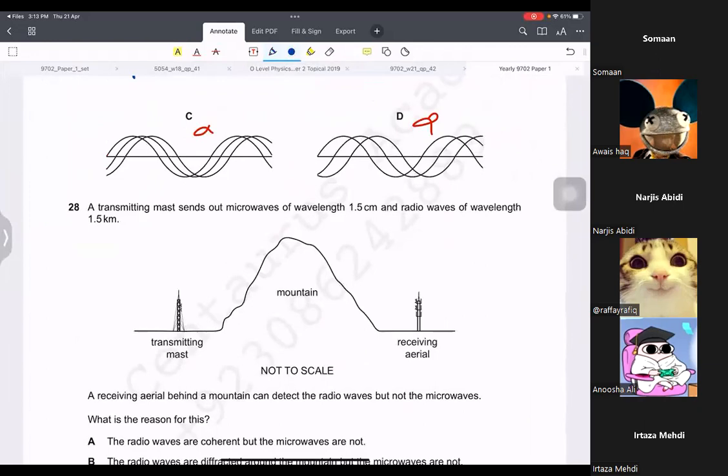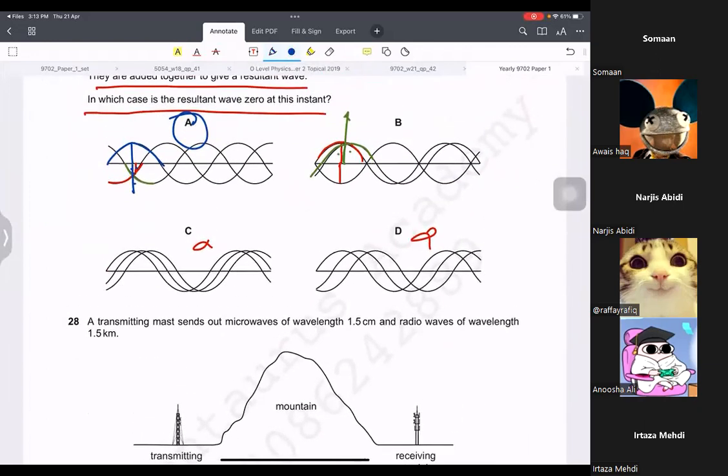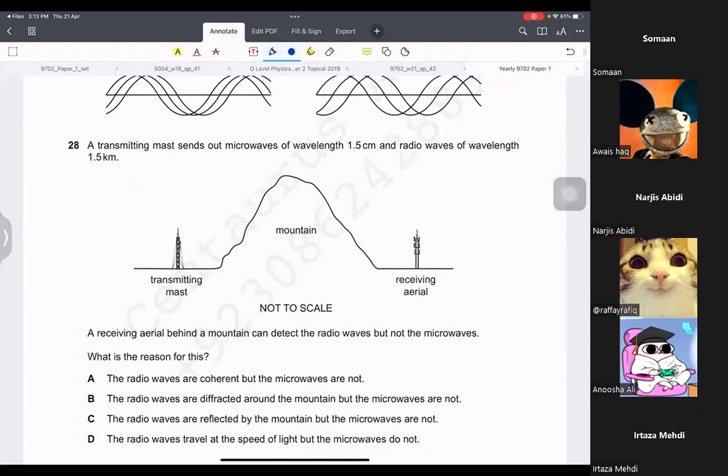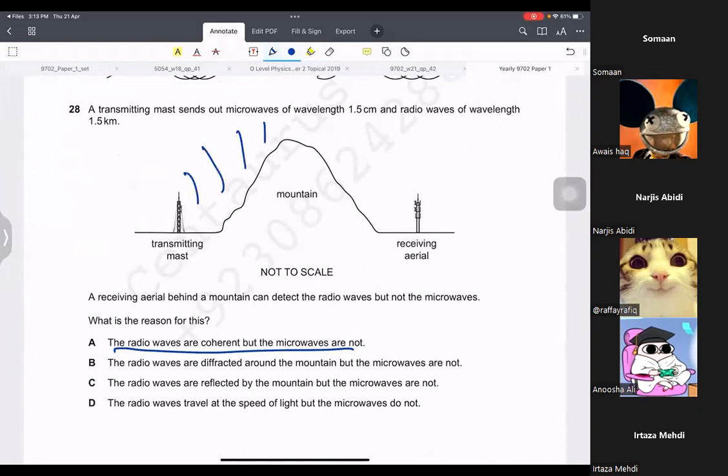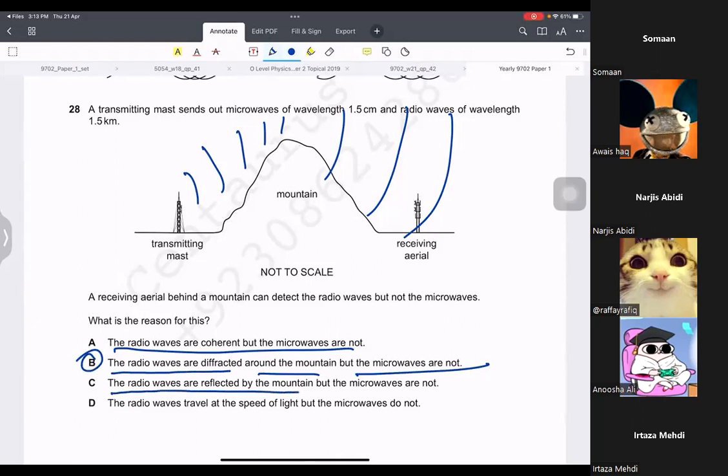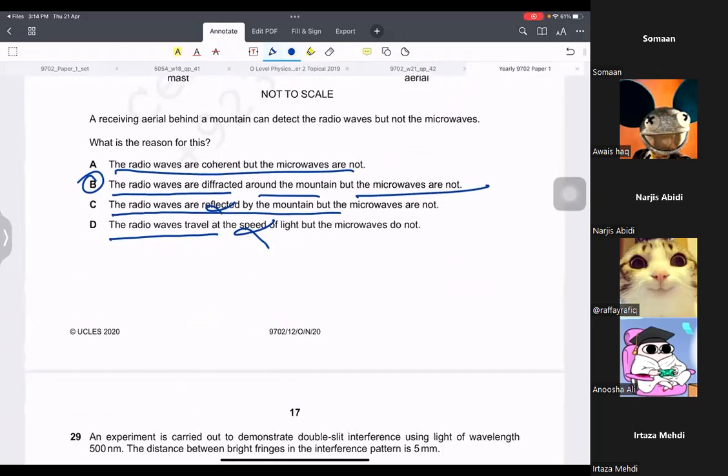Okay, now. So this is question 28. What is the reason for this? Radio waves are coherent, but microwaves are not. That's not true. It can go and then it diffracts more because it has greater wavelengths. I think so. Radio waves are diffracted around the mountain, but microwaves are not. Okay, this is happening. The radio waves are reflected. Nope. Radio waves travel at, nope. They both travel at the speed of light.